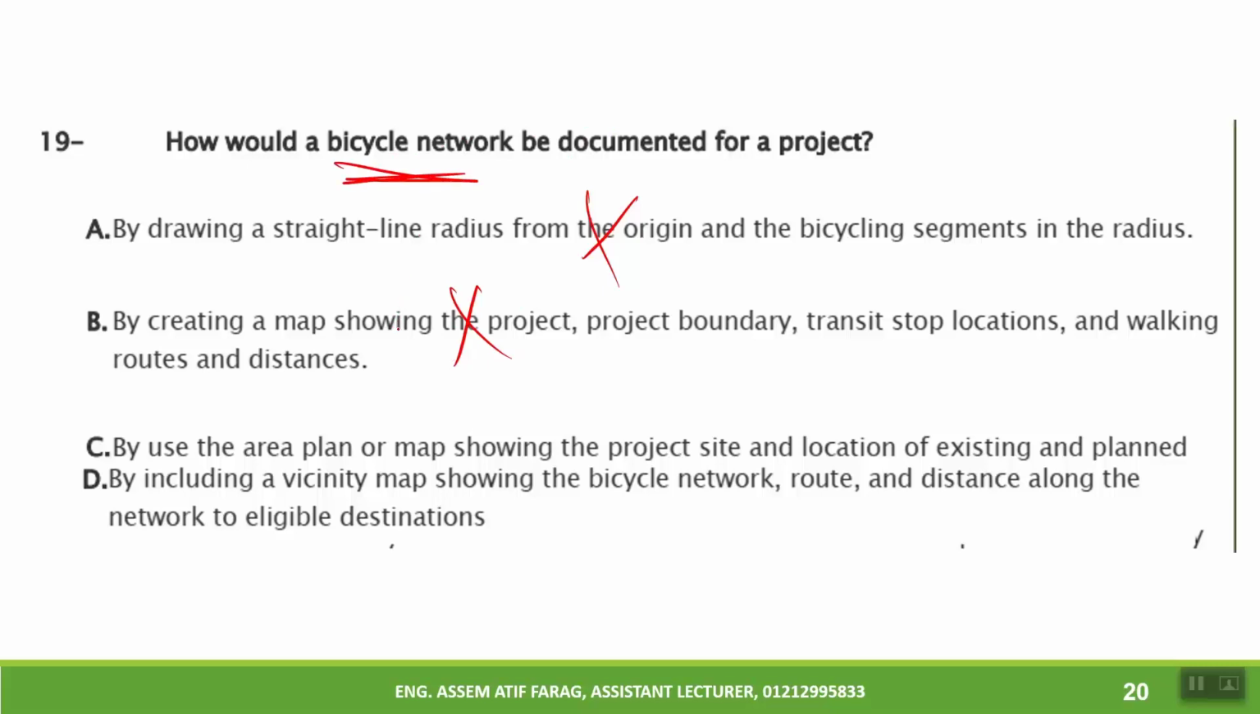For option C, by the use of an area plan or map showing the project site and location of existing and planned bicycle networks within a quarter mile, about 400 meters radius, of the project site. A radius is not how bicycle networks are documented, so this choice has parts of how density would be calculated, so this option is also wrong. For option D, by including a vicinity map showing the bicycle network, route and distance along the network to eligible destinations. So this is how the credit is documented actually. So this is the best option for this question.